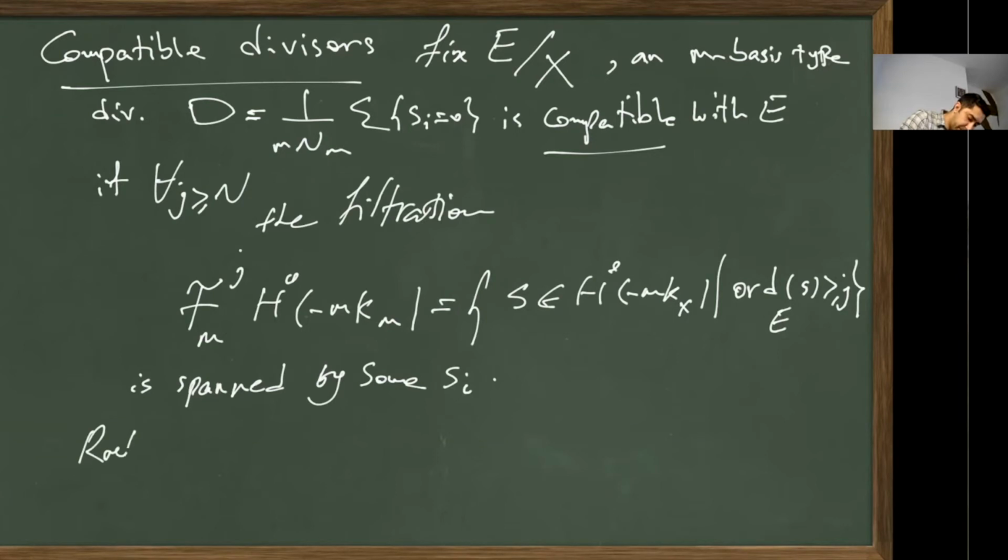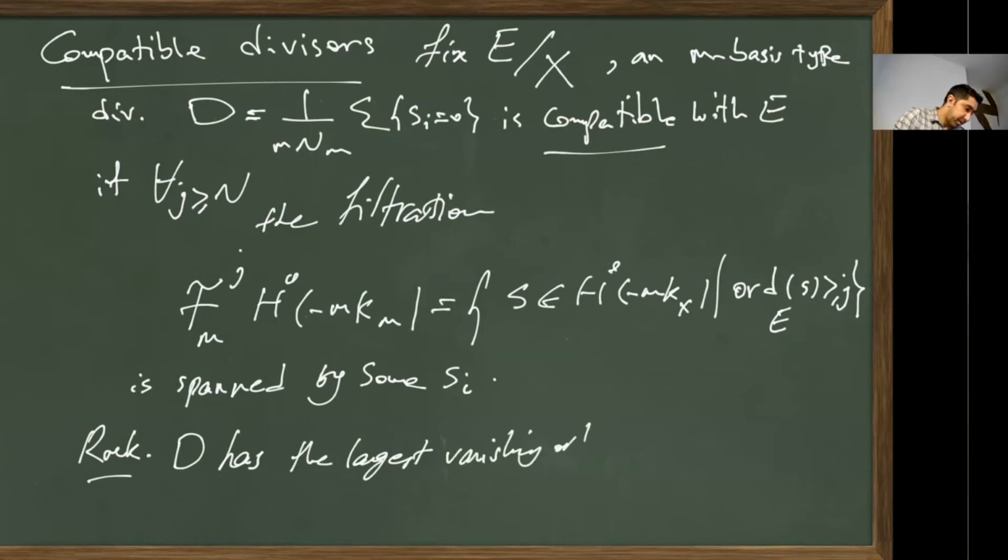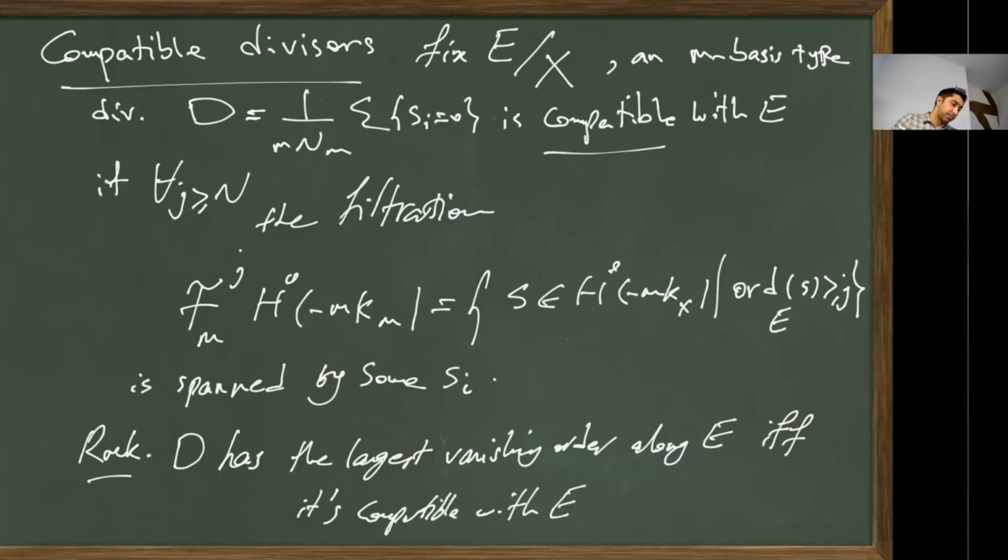So let me make a remark before I tell you the main thing. D has the largest vanishing order along E if and only if it is compatible with E. So this is just the idea behind this compatibility. And if you stare enough at the definition, this should just pop up.